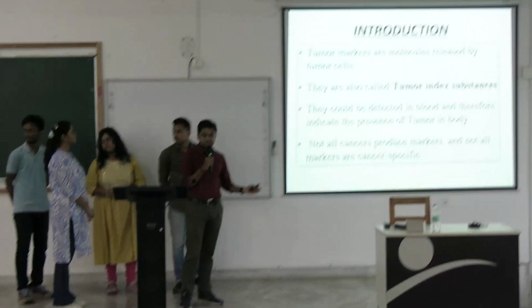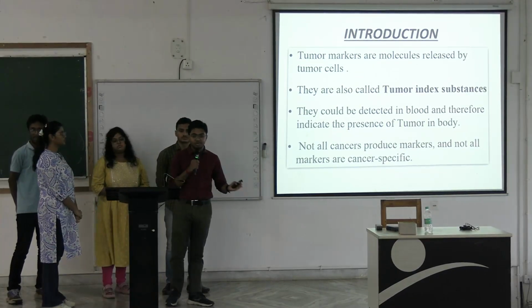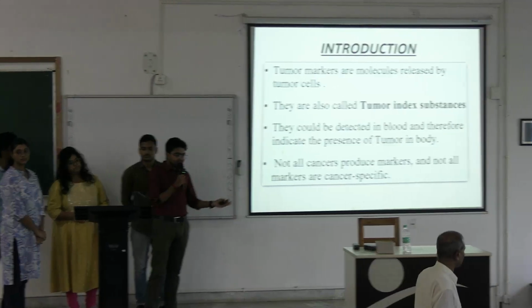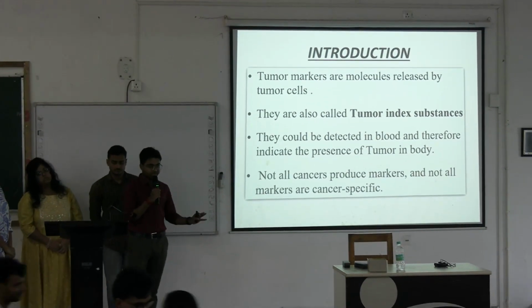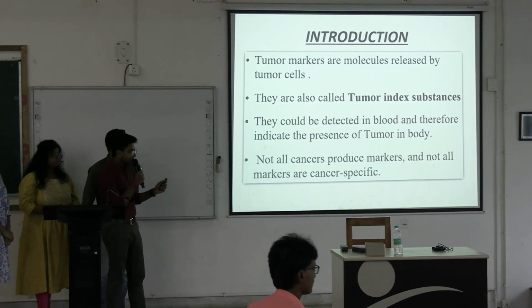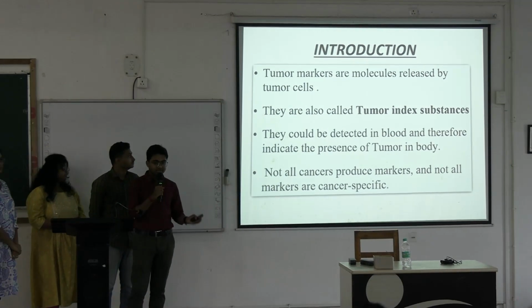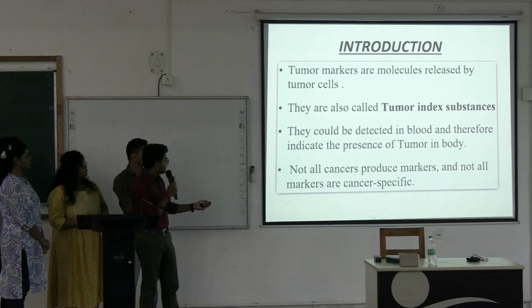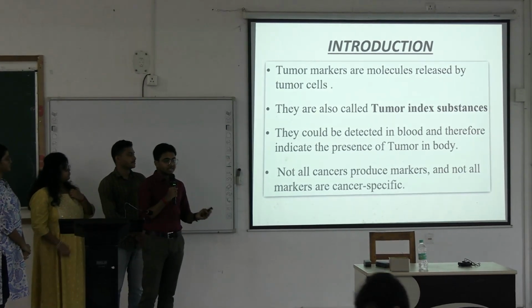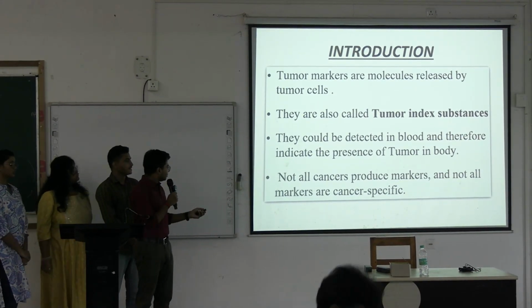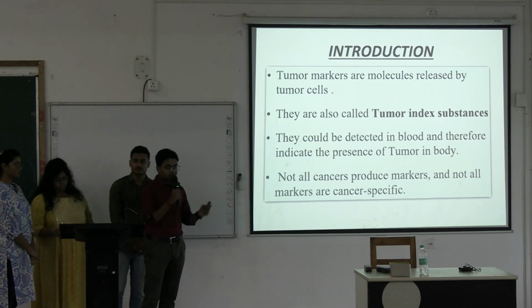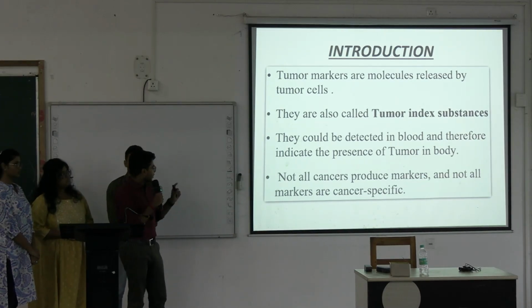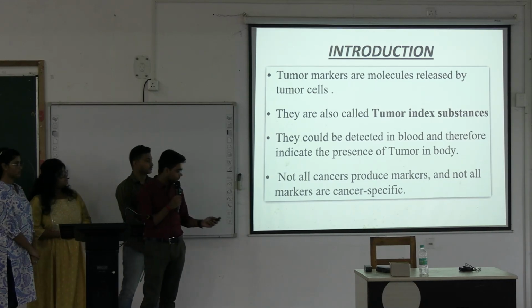Tumor markers are molecules which are present in or produced by cancer cells or any other cells in response to cancers or any non-malignant conditions. This can be detected in blood, urine, stool and other bodily fluids. Tumor markers are also called tumor index substances. Not all cancers produce tumor markers, and not all markers are cancer specific.